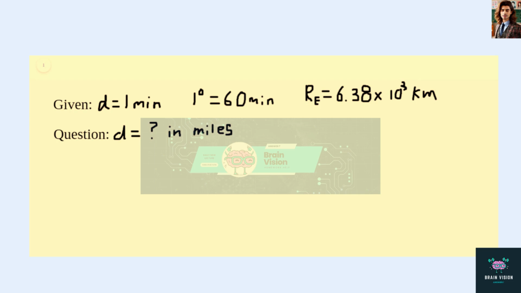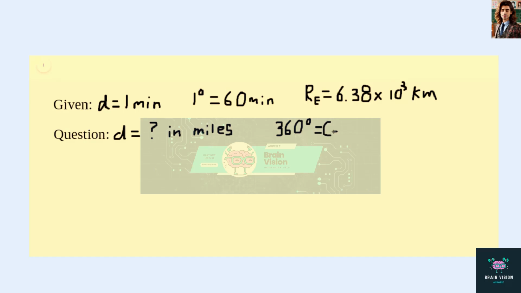Okay, so I went ahead here and wrote down what was given, which is the distance is 1 minute. That's what we're walking. And 1 degree is equal to 60 minutes. And then I also wrote down the radius of the Earth, which is 6.38 times 10 to the third kilometers, because we're going to need to use that. And the question is, what's the distance in miles? We want to find the distance in miles, and we know it in minutes.